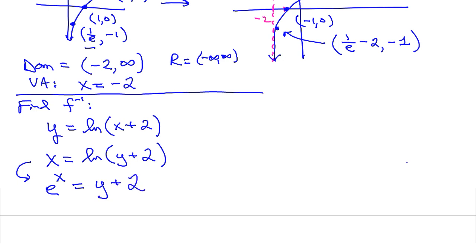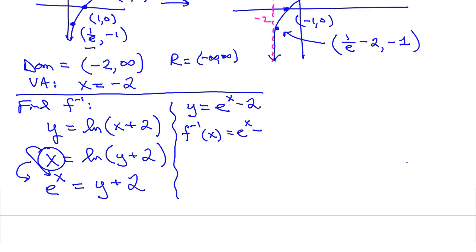So take a second, think about how that came about. The base is e. The exponent on the e should be what the natural log is equal to, which is the x. And then e to the x is equal to the argument of the log, which is y plus 2. All right, and now solve for y. So we get y is equal to e to the x minus 2. So that's the inverse function, e to the x minus 2.